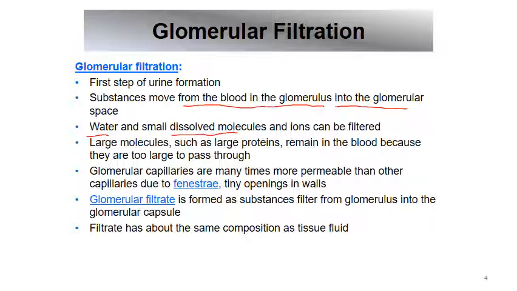The glomerular capillaries have tiny little openings. These little openings are called the fenestrae. So these openings are where the fluid and the different substances come out of the glomerulus. And then we call the fluid that's coming out of the glomerulus the filtrate. The filtrate is basically like the tissue fluid. It just has no blood cells in it because blood cells cannot leave the glomerulus, and it has no large proteins inside.